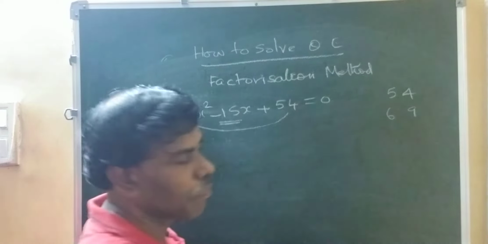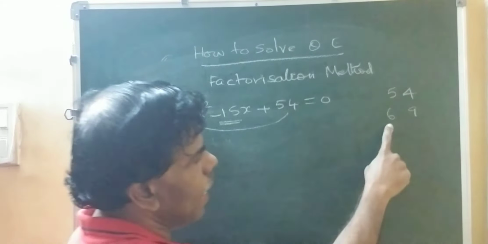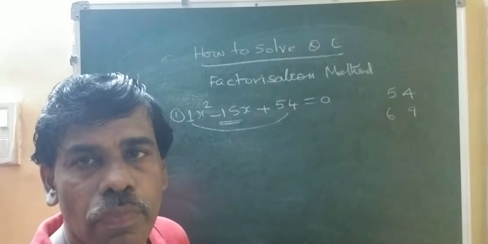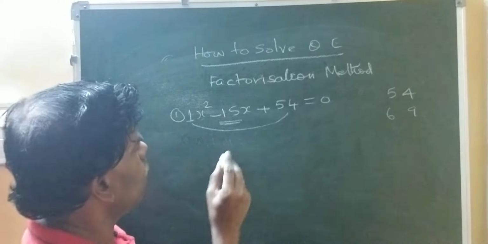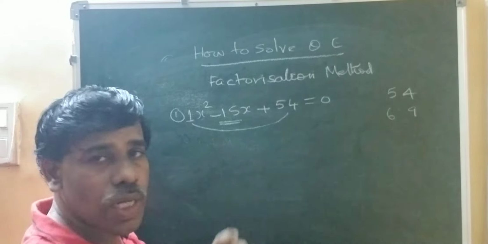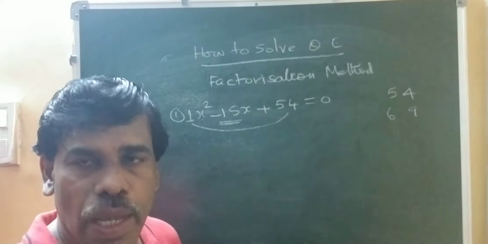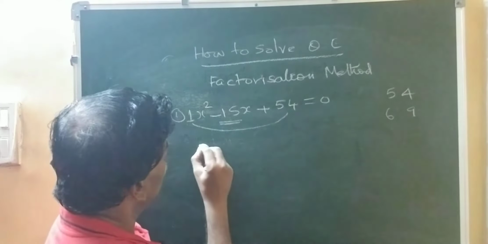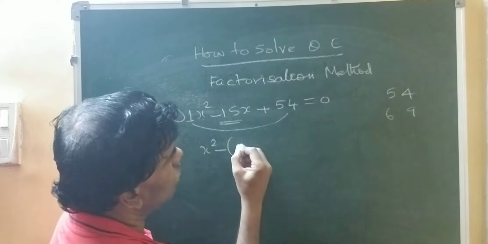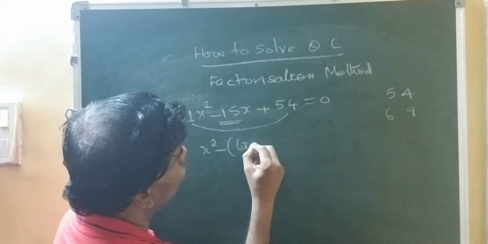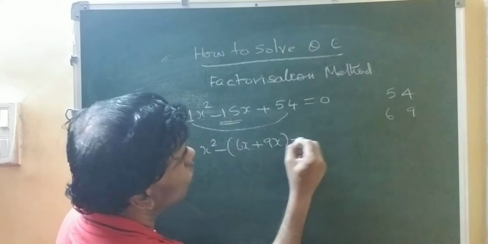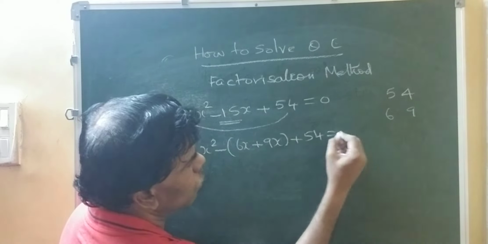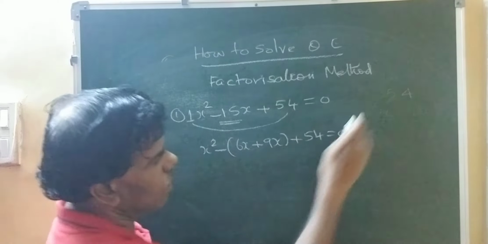Now see here, 6 and 9. Just add them. What will become? 15. So you don't worry about this. Many students are having a lot of confusion in this. I will give one simple method. You can follow that. Now see, x square minus 6x minus 9x plus 54 equal to 0. Only follow this method, nothing else.